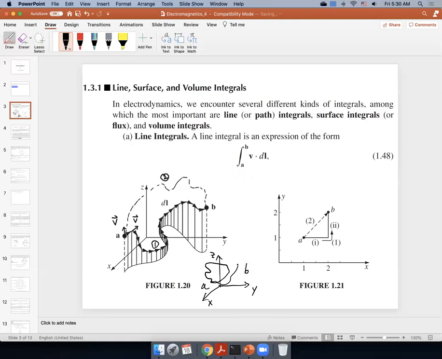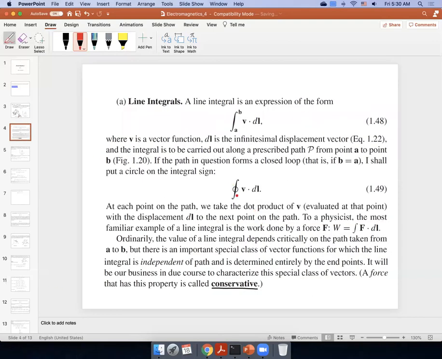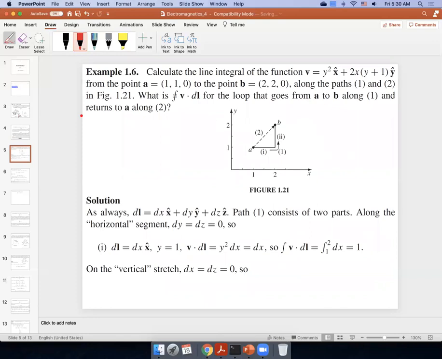Or I can change to another color, which makes it clearer. Let's see in the red path, you start from A and end at A again. So that's a closed path. In this case, you use a circle on the integral sign. Okay, so that's some concept of integral.